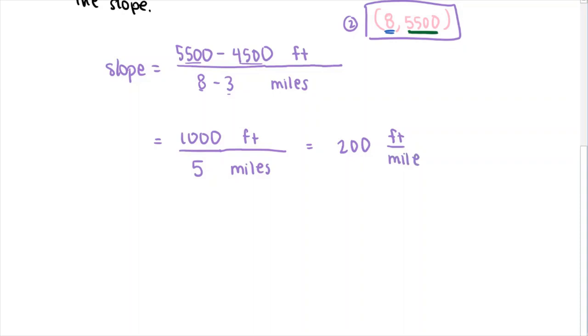Right, so this slope here is telling me how much I'm changing in my output for every single one change in my input. I'm changing by 200 feet in elevation, 200 positive feet in elevation for every single mile I travel into my trail. Right, that's what this slope means.